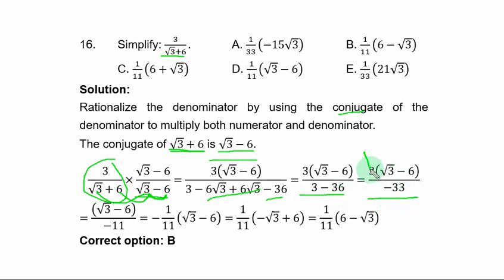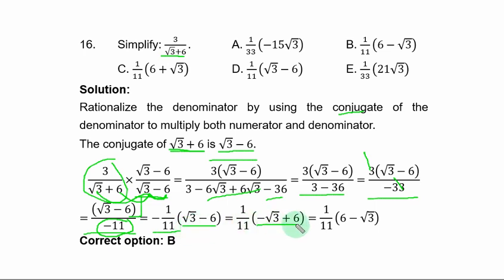You divide 3 and 33 by 3. You have this result. The numerator over minus 11, you can well factor it out to be minus 1 over 11. Multiply this. If you stop here, the option is not there. So the minus sign, we open the bracket. You have it in this form.